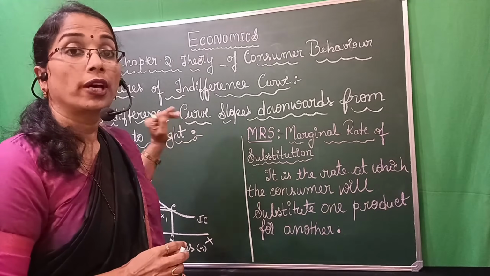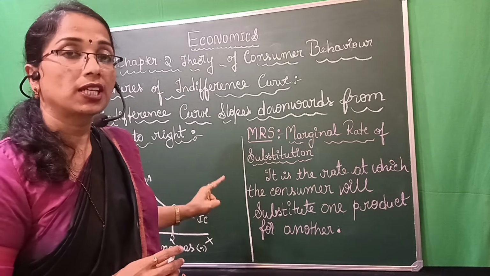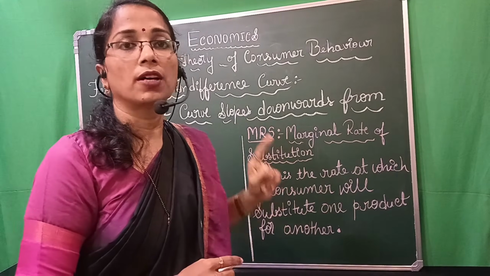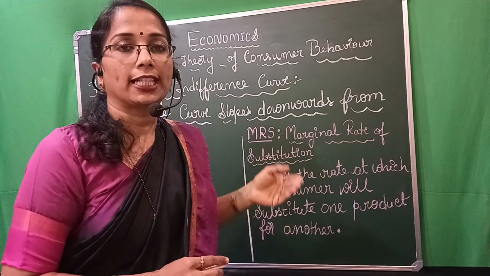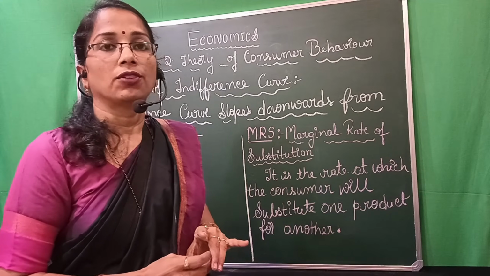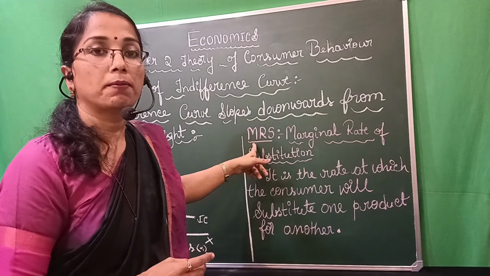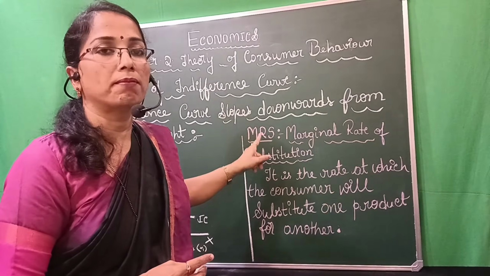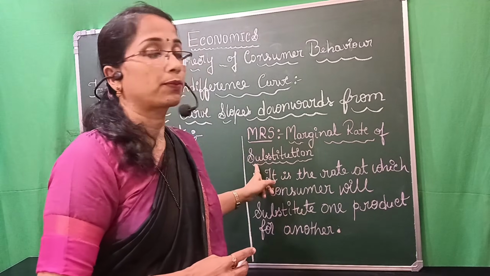After that, you need to explain this point by drawing a diagram, and you should say that it slopes downward because of the operation of marginal rate of substitution, and what is marginal rate of substitution also you need to explain with the help of the diagram. For 1 mark, a question is asked, expand MRS. So you need to know the full form of MRS. MRS is nothing but marginal rate of substitution.